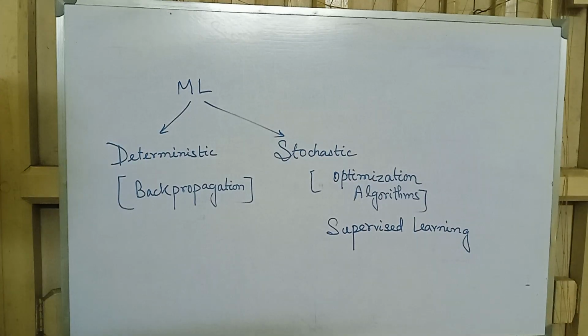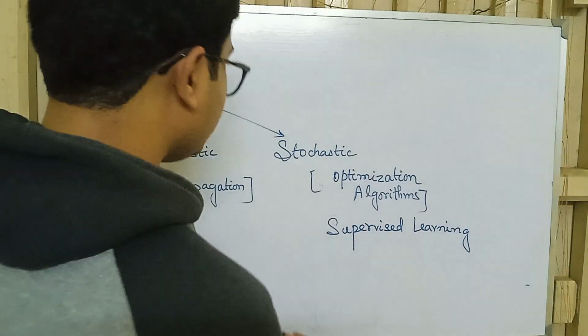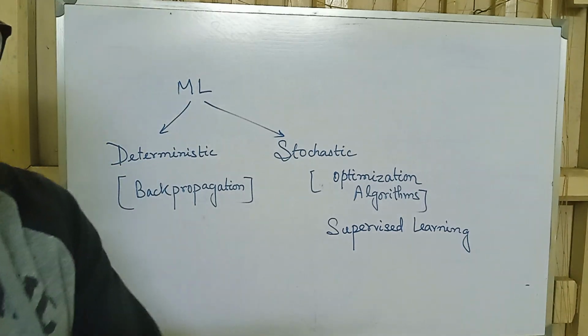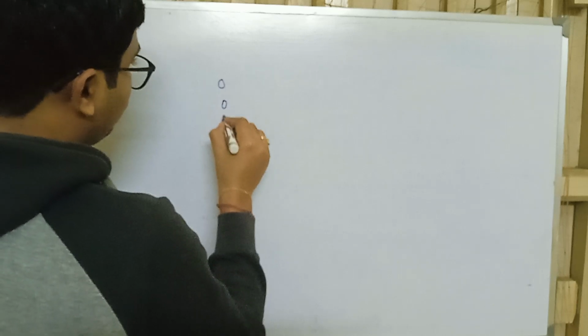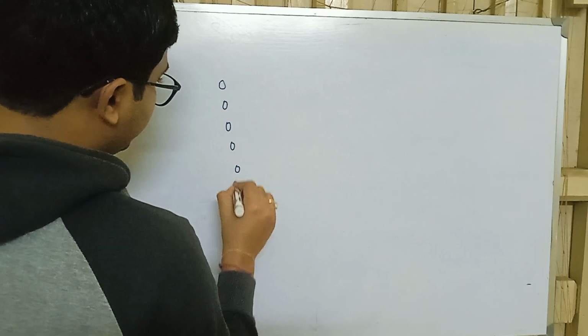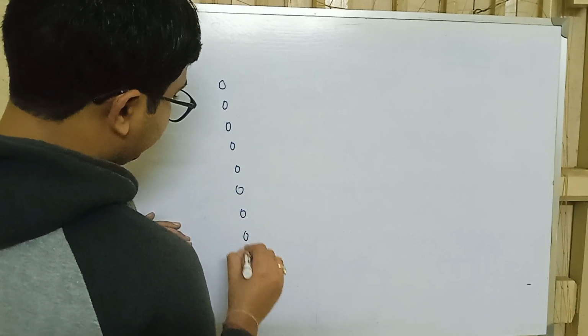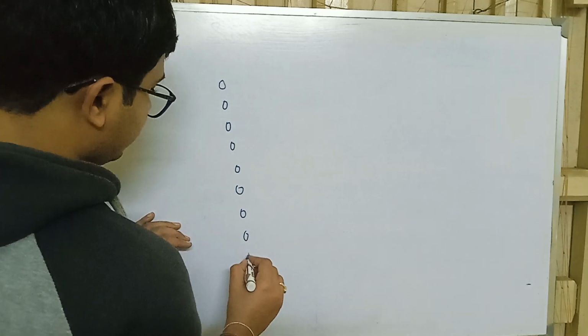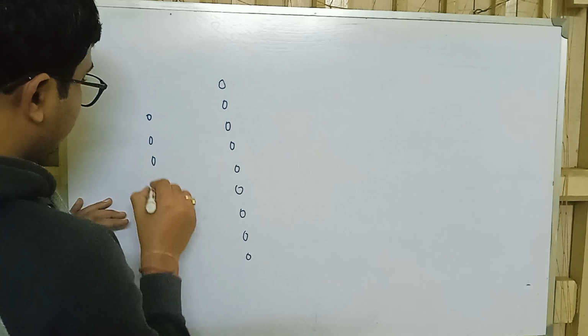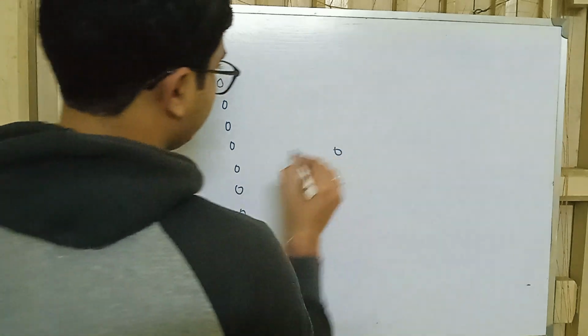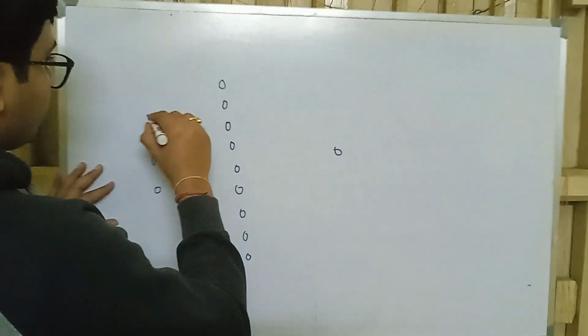Okay, so what will be there? Actually, I have to erase some of it. 1, 2, 3, 4, 5, 6, 7, 8, 9. And 1, 2, 3, 4, 1. That is the structure of our network.